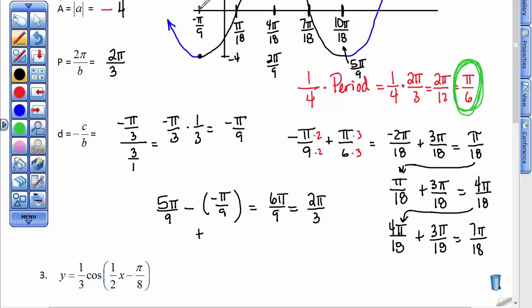So now you know that from here to here turned out to be 2 pi over 3, and you have your quarter points successfully. I'm going to stop there. I'd have you practice number 3 on your own and come back and see how you did.